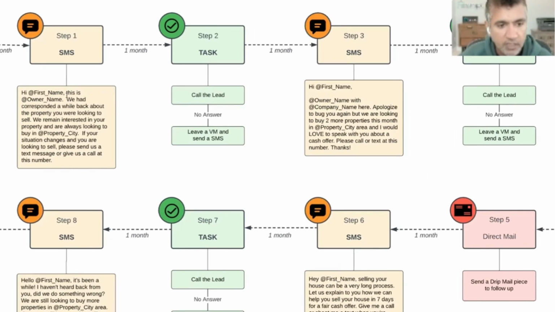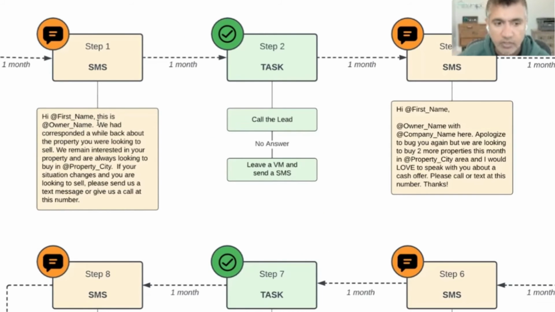That's the purpose. You're just sending them SMS, alternating between SMS and calls, and throwing in some direct mail. If you have their email address, you can include email also. This message just says, hey, we corresponded a while back about the property you were looking to sell. We remain interested in your property and are always looking to buy property in, let's say, Chicago. If your situation changes and you're looking to sell, please send us a text message or give us a call at this number. Then a month later, you call them, leave a voicemail, and send an SMS.